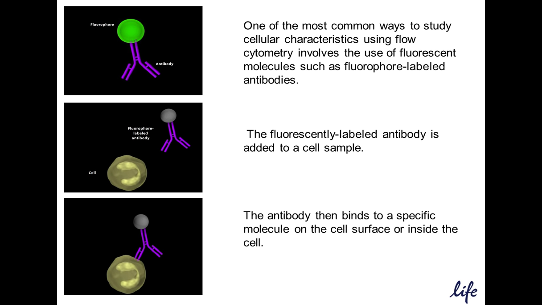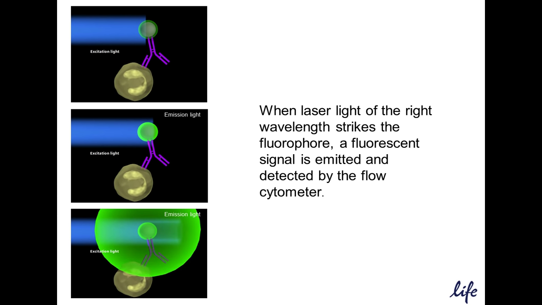We can study cellular characteristics using flow cytometry through the use of fluorescent molecules, such as fluorophore-labeled antibodies, which is called immunophenotyping. In these experiments, the labeled antibody is added to the cell sample. The antibody then binds to a specific molecule on the cell surface or inside the cell. The labeled cell suspension is drawn into a flow cytometer, and when laser light of the right wavelength strikes the fluorophore, a fluorescent signal is emitted, which is then detected by the flow cytometer. In this example, we see blue excitation light and green emission light.